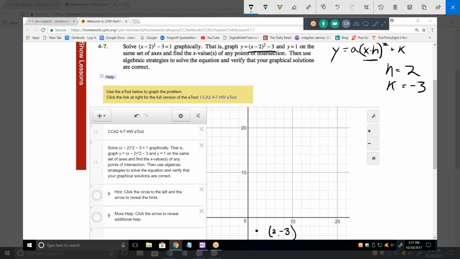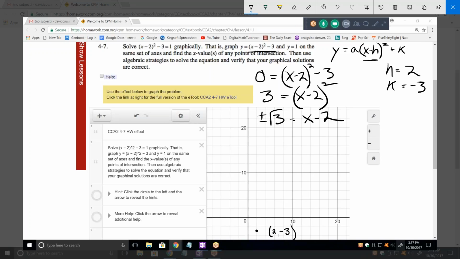So if I set 0 equal to x minus 2 quantity squared minus 3, move the 3 to the other side. Tell me if I lose you. Take the square root of both sides. And finally, add 2 to both sides. There are your two x-intercepts.